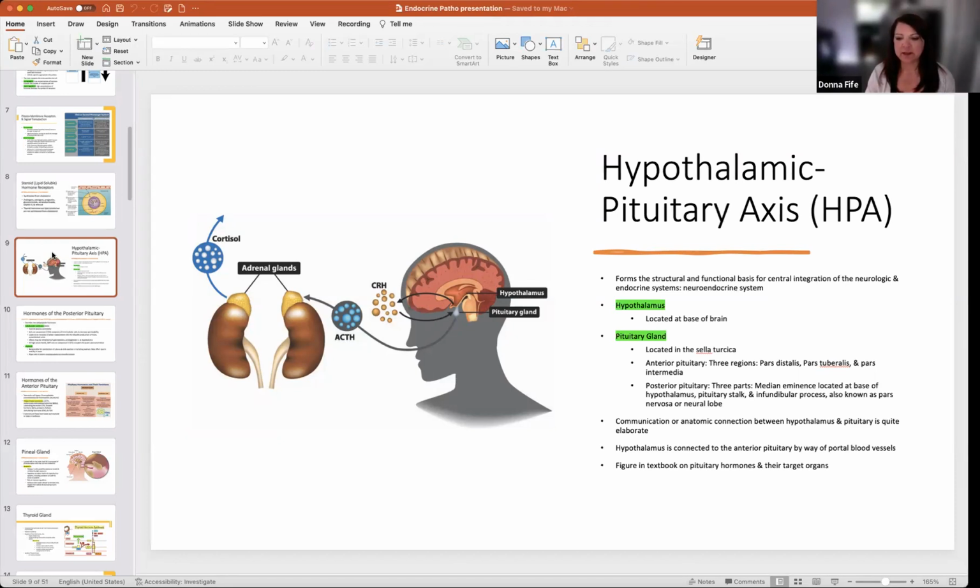Communication or anatomic connection between the hypothalamus and pituitary is quite elaborate. The hypothalamus is connected to the anterior pituitary by way of portal blood vessels. And there's a figure in the textbook on pituitary hormones and their target organs that you can look over.